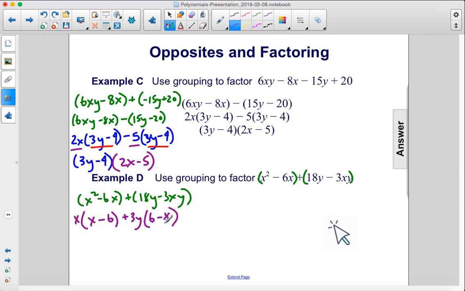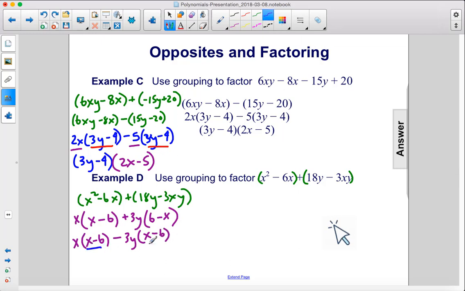And look, those are opposites. So remember, we can't do anything with this. However, if we move the signs around here, we can then use our same method from above. So in order to do that, we'll take out a negative sign, and that will swap all the signs. So we have that minus 3y, and then we'll just do the opposite here, which that becomes x minus 6.